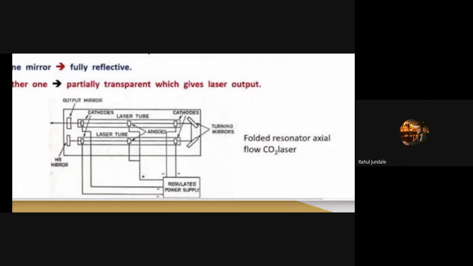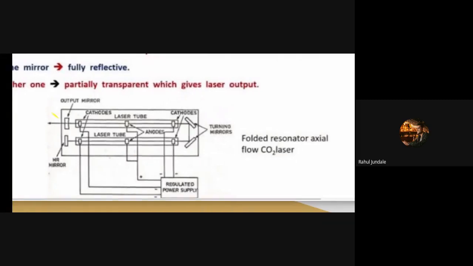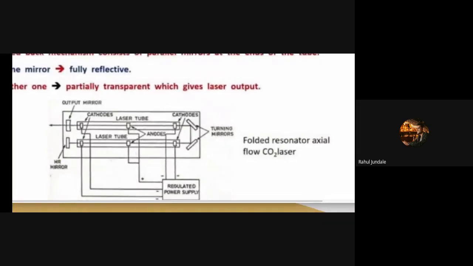This is the diagram I have shown now. This is called a folded resonator axial flow carbon dioxide laser. You can see here that two mirrors are used. One is the outlet mirror, and the other is marked here as the highly reflecting (HR) mirror. The other mirror is the one from which you get the laser beam.